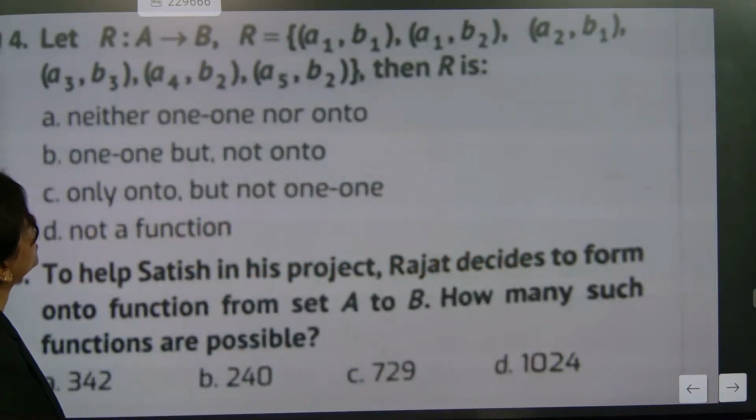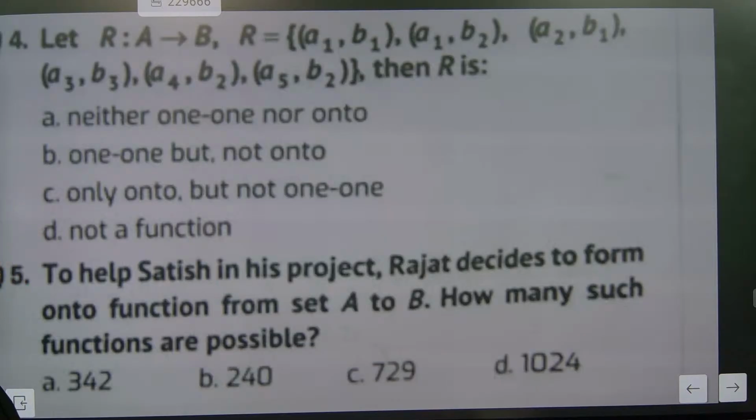A is coming as A1, B1, A1, B2, A2, B1, A3, B3, A4, B2, A5, B2, and then R. So what is the correct answer? A1 has two images. A1 has two images. Correct only. See, look here. You got it very correct.